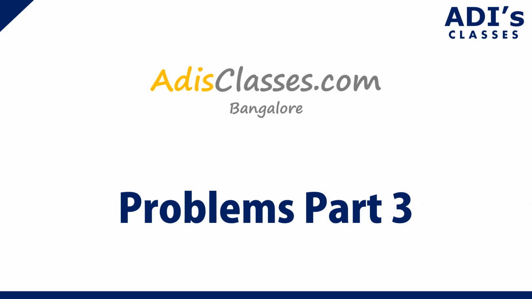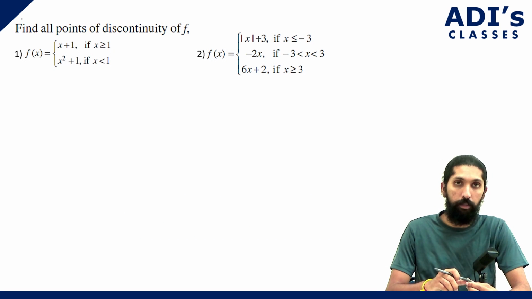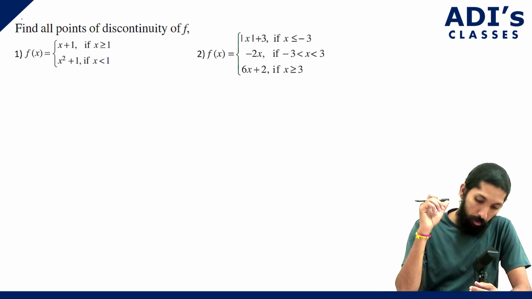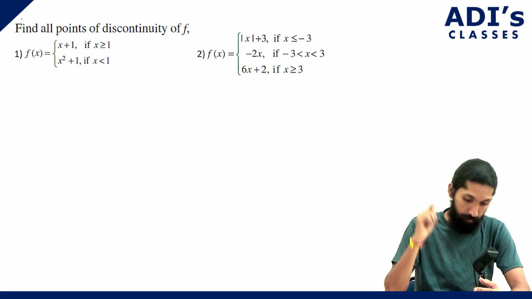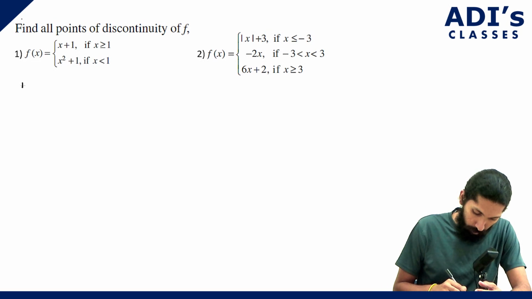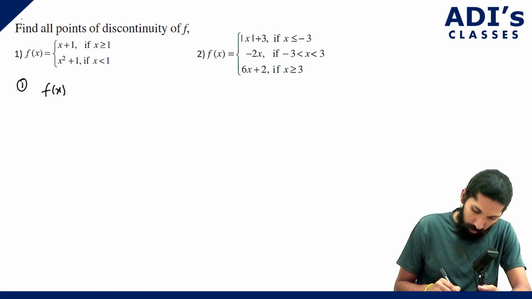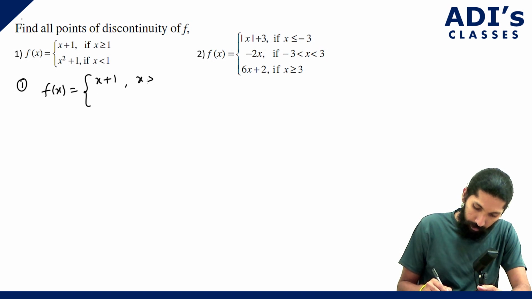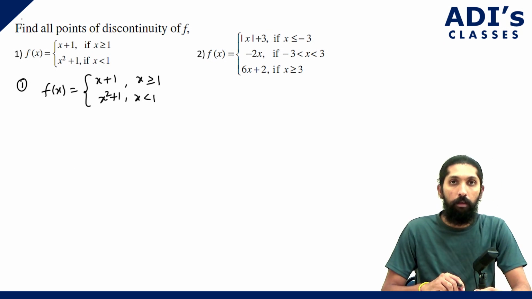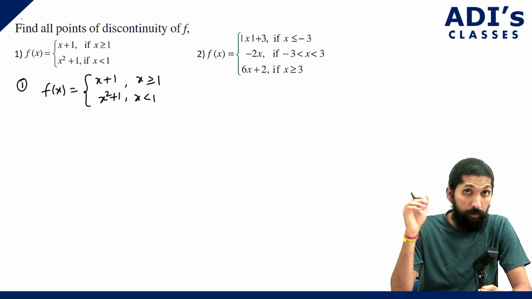This is another type of problem in continuity. Find all points of discontinuity of f. Let me show you how to solve these. For the first one, f of x is x plus 1 when x is greater than or equal to 1, and x square plus 1 when x is less than 1, correct? So find all the points of discontinuity.